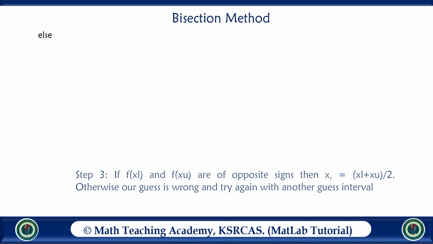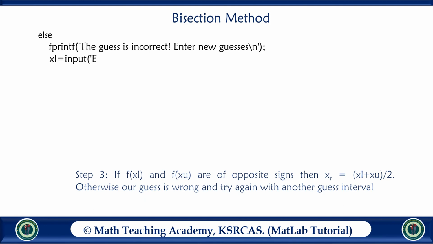So here we have to print the text that your guess is wrong. So fprintf, the guess is incorrect, enter the new guesses \n semicolon. And then xl is equal to input, enter the first value of another guess interval \n. This command will display the text enter the first value of another guess interval on the screen, and then wait for the user to enter the value. After the user has entered the value, that value is stored in the variable xl.